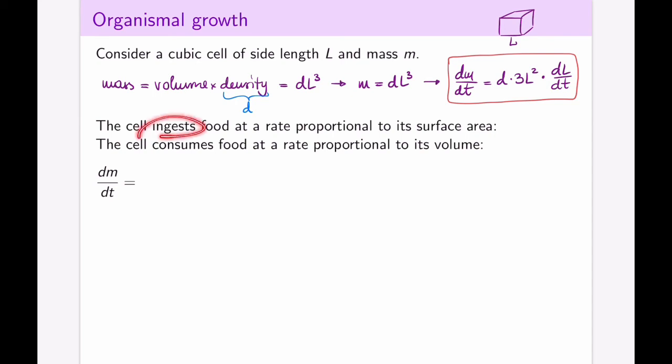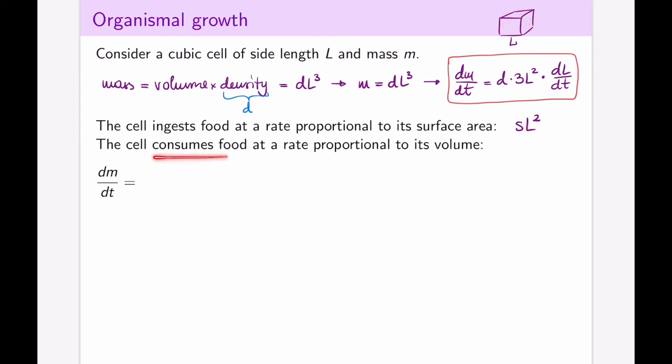The cell ingests food at a rate proportional to the surface area. So the surface area of the cube is each of these little squares. There's going to be 6 of them, so it's proportional to 6L squared, or generally proportional to L squared, because proportional means with some kind of constant. And so we can say that the cell ingests food at some rate S times L squared, with the surface area. So my 6 for the number of faces got absorbed into this proportionality constant S.